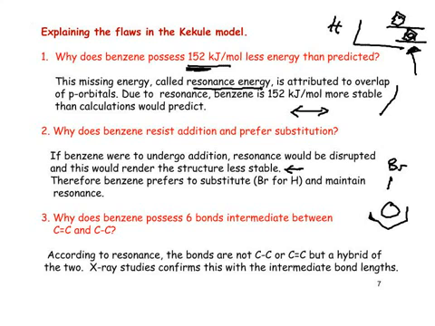Why does benzene possess 6 bonds intermediate between carbon-carbon double and carbon single? Well, according to the resonance, the bonds are not carbon-carbon single bonds. They're not carbon-carbon double bonds, but a hybrid of the two. And this is why the X-ray shows that up.